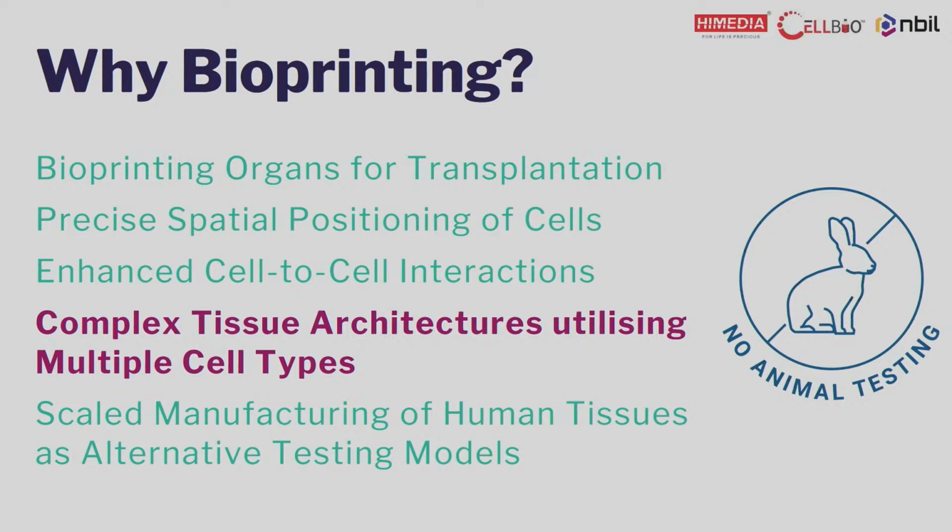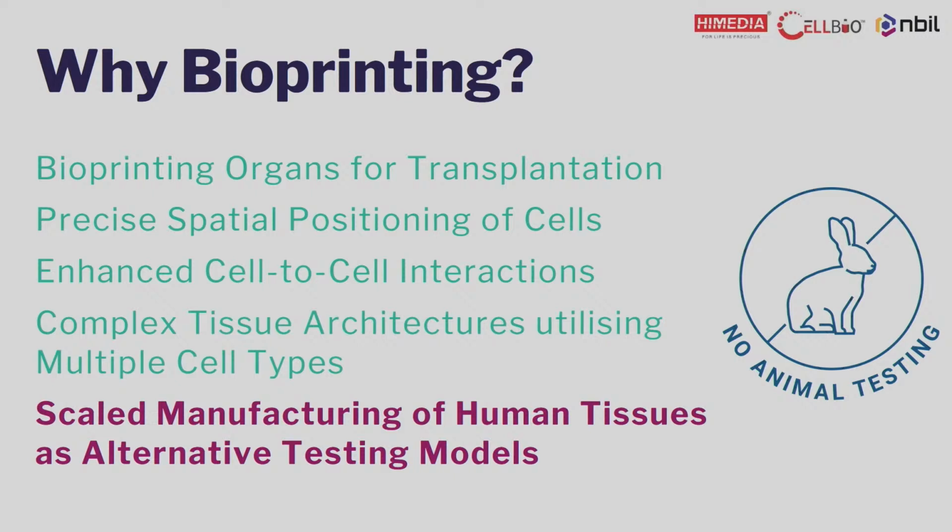You can define it through the software, how many cell types you want to use for printing how many layers. So all these kinds of control or automation that you can get through 3D bioprinting are going to help you print any kind of complex architectures using multi-cell types in a single scaffold.